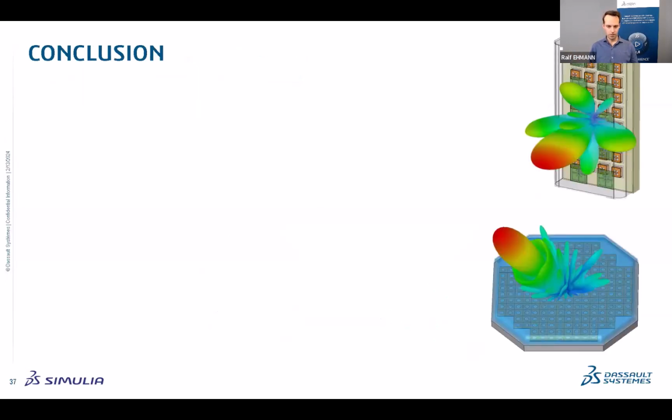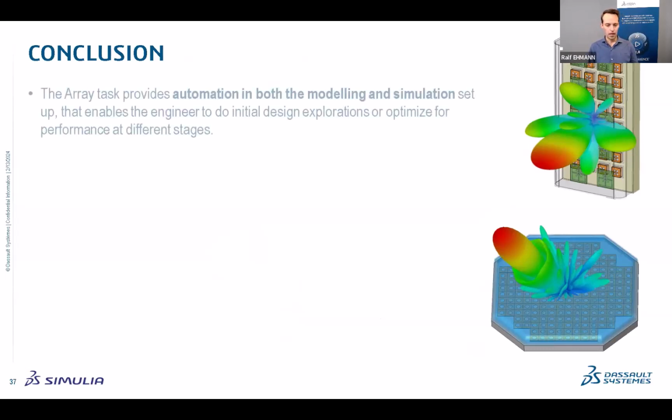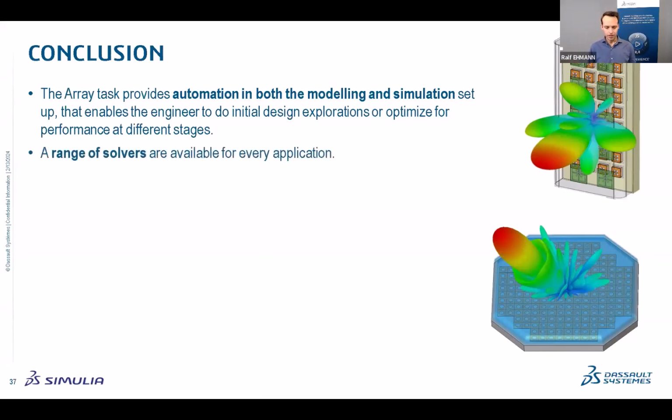Yes, so this brings me then to the conclusion. Hopefully it was not too fast and you could at least catch a few points there. The array task provides automation in both modeling and simulation setup, and it enables the engineer to really do initial design explorations or even to optimize for performance at different stages. So we've been talking about unit cells, but also the finite arrays or just approximating finite arrays by using simulation zones. And then there's a range of solvers.